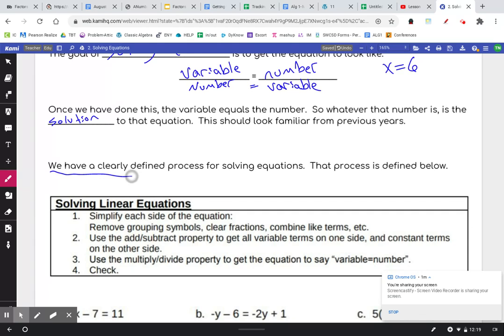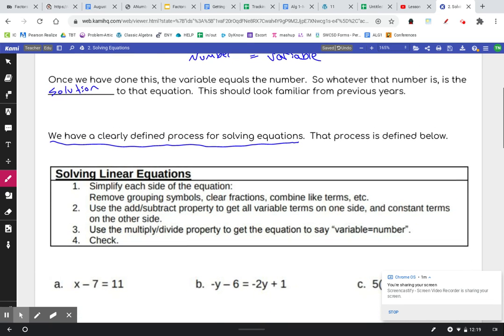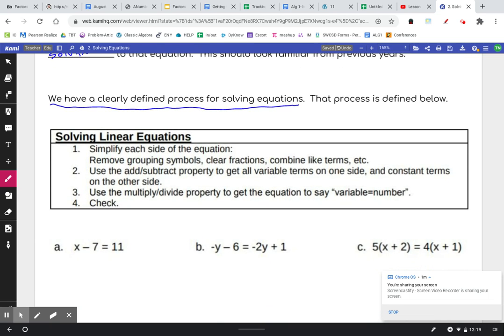We have stated here, it says we have a clearly defined process for solving equations. That process is defined below. Your teachers in the past may have given you some steps. Essentially, even if they have been 2 steps, 3 steps, 5 steps, whatever, it's just this general process of solving equations to get the variable to equal a number. I just have them broken up into 4. Step number 1 is to simplify each side of the equation. So just use order of operations on the left, use order of operations on the right. 2, it says to use the add and subtract property to get rid of variables on one side. 3, use the multiply and divide property to get the equation to say variable equals number. 4 is to check.